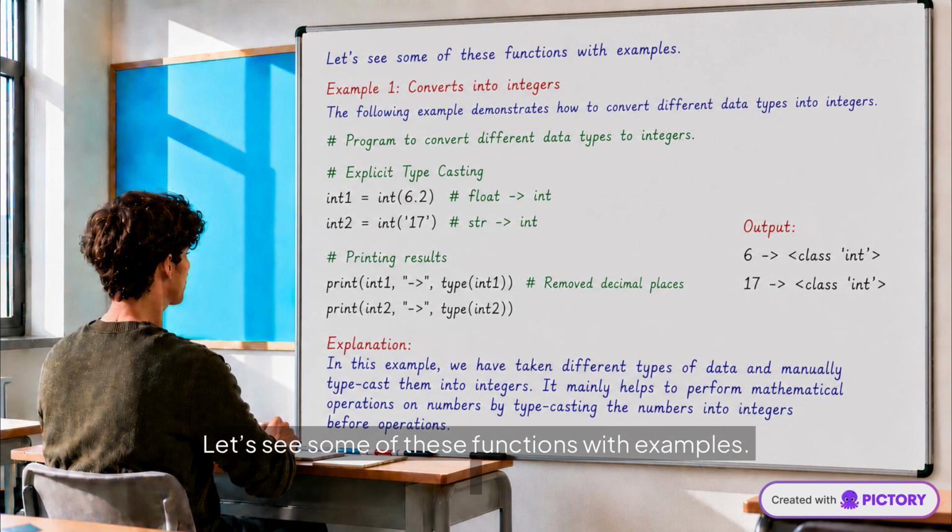Output. 6, <class 'int'>, 17, <class 'int'>. Explanation. In this example, we have taken different types of data and manually typecast them into integers. It mainly helps to perform mathematical operations on numbers by typecasting the numbers into integers before operations.